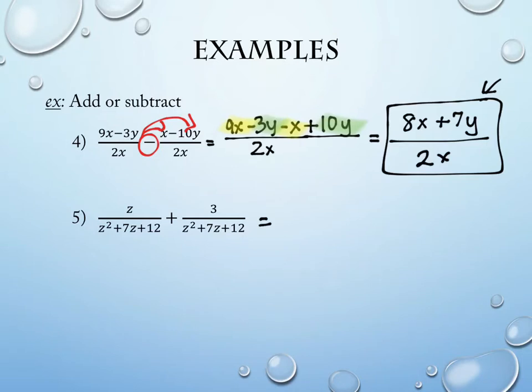Now I have z and I have plus 3 on top. And I have the same denominator, z squared plus 7z plus 12. Am I done? No. How is this one different than the other ones? Yeah, the denominator could be factored on this one, right? The denominator could be factored.